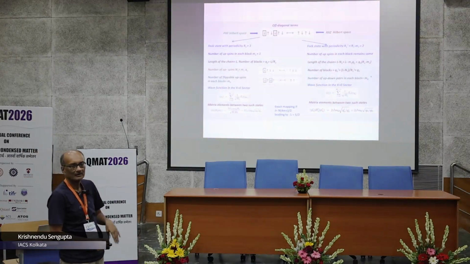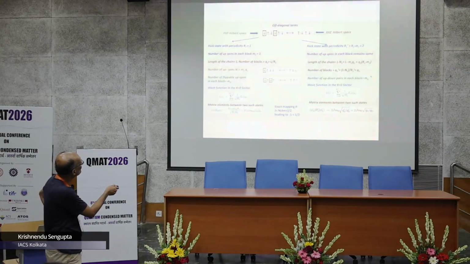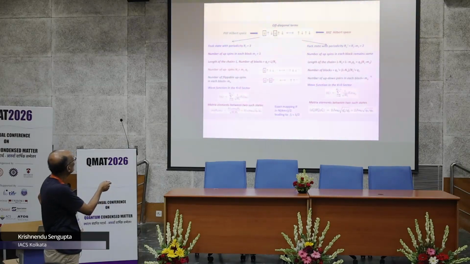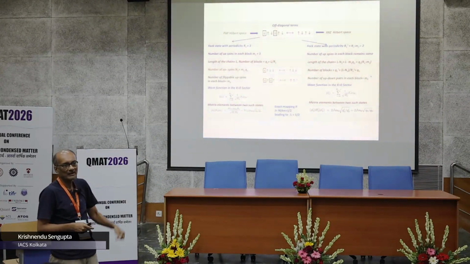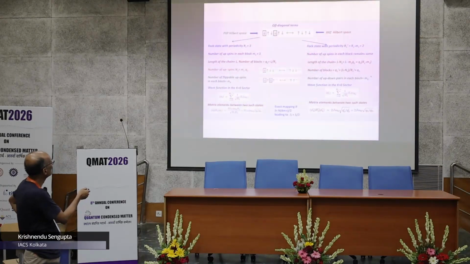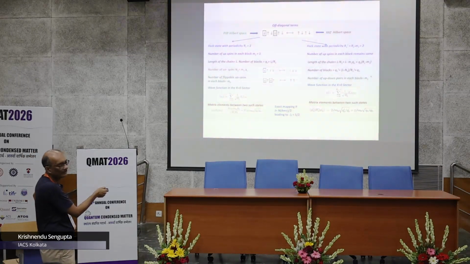Now let's come to the other side, the Hilbert space. When I delete this spin, my Fock state periodicity changes because it becomes R1 minus M1. If there are M1 up spins, I am going to delete one spin on the left of each, and therefore this block is going to reduce in size.